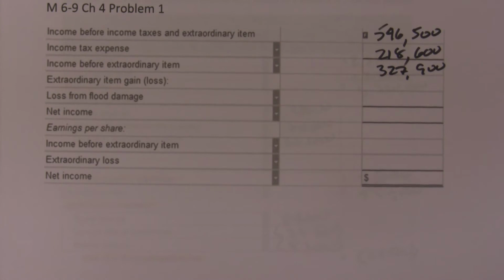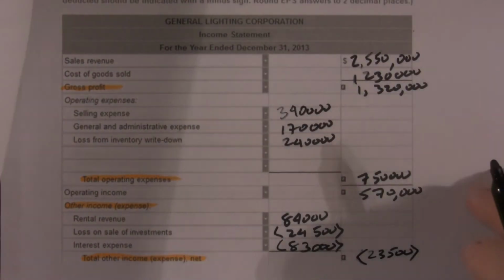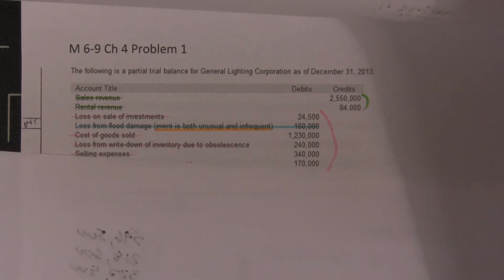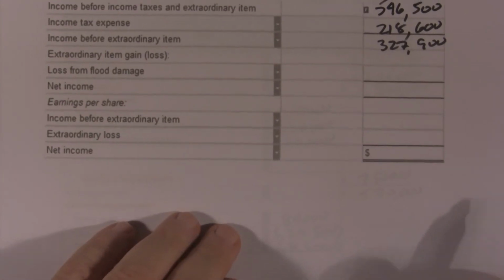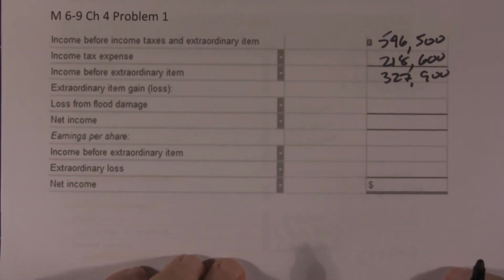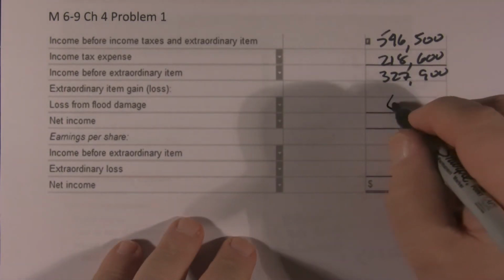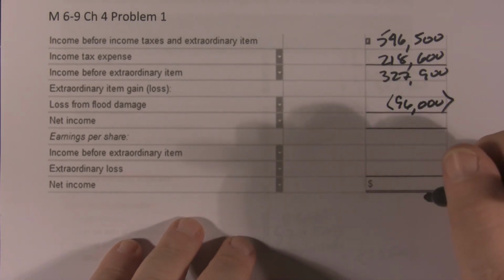So our income before the extraordinary item is $327,900. Now remember, our extraordinary item, in this case it's a loss, is recorded net of tax. So the total loss, going back to our sheet, our trial balance, the total loss, 160. We're going to take 60% of that. That's the after tax, because we're subject to a 40% tax rate. So that's $96,000. So our net income is $231,900.